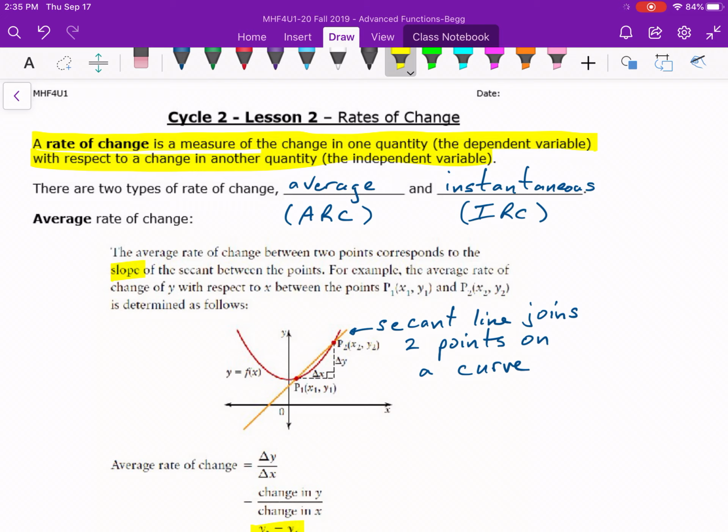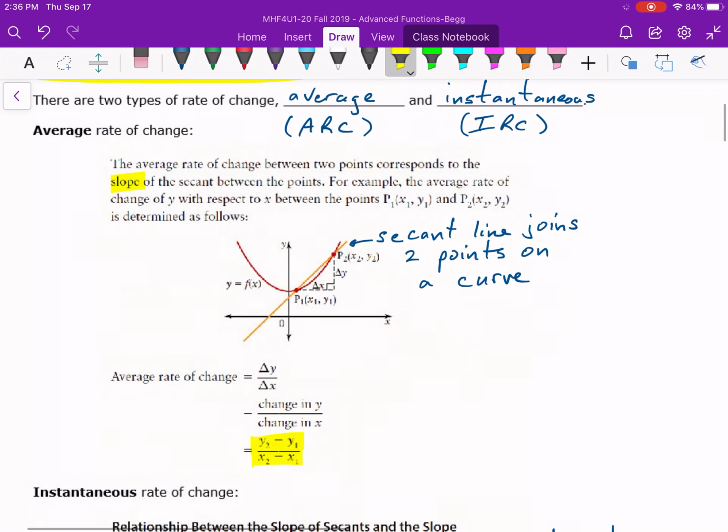And there's two types of rates of change. We're going to look at both of them today. There's what's called the average rate of change. I'm going to abbreviate that as ARC rather than having to write average rate of change each time, or instantaneous rate of change, likewise abbreviated to IRC. Let's start with the average rate of change.